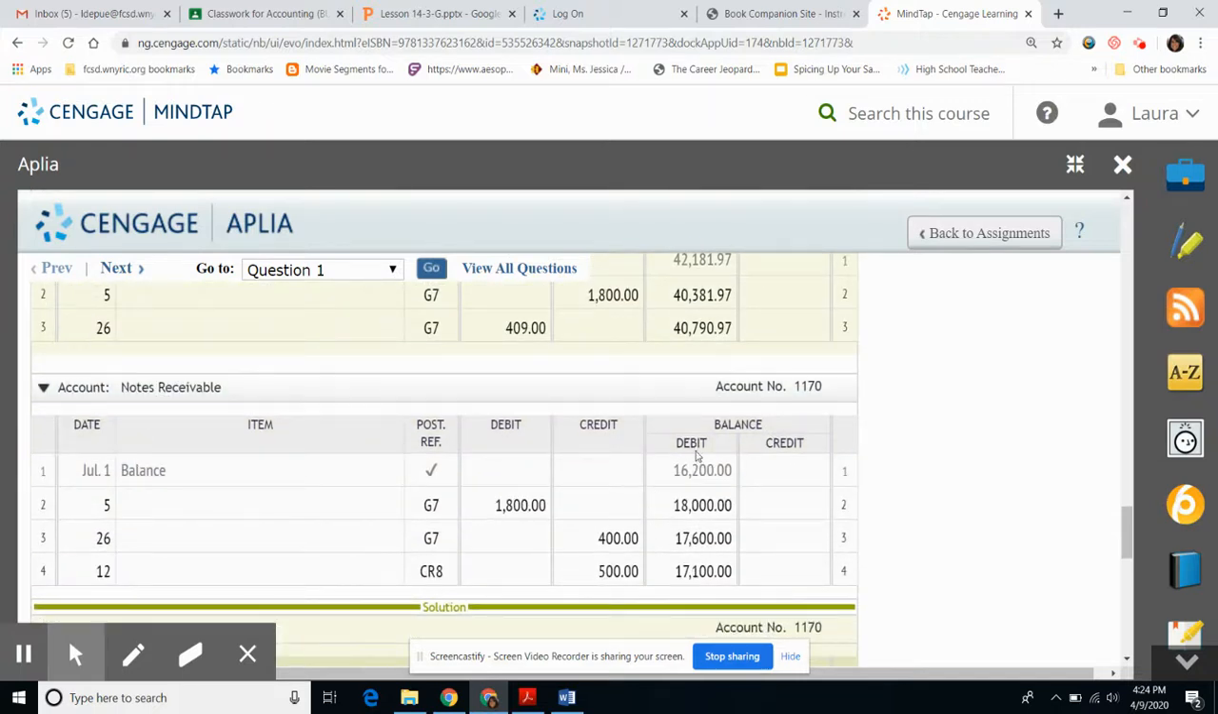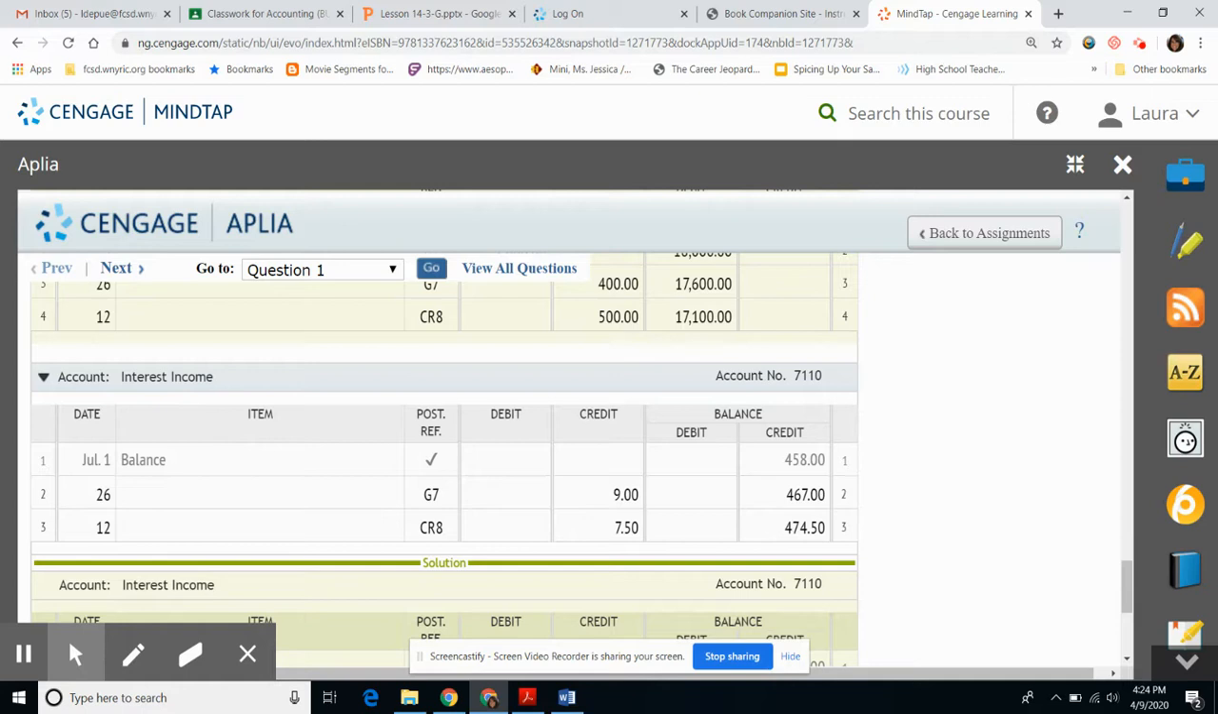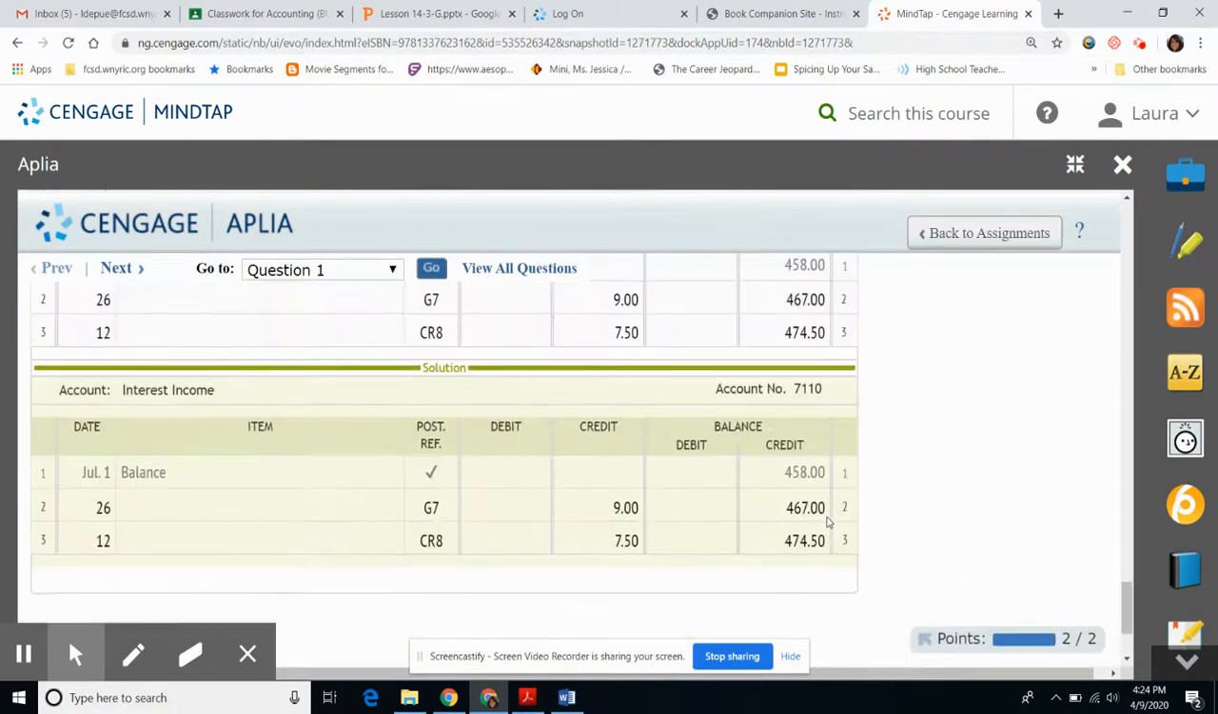The notes receivable, it does have a balance of a debit as well, because that's money that we're receiving from somebody else on a note. So the beginning balance shows a debit balance. Any debits will increase, any credits will decrease. Interest income. This is interest gained because when we lend somebody money, we expect to get more in return due to the interest. This is a credit balance, so the balance is shown here. We had 2 transactions, one from each journal of interest, and the credits will increase that balance. So the ending balance for interest income is $474.50.